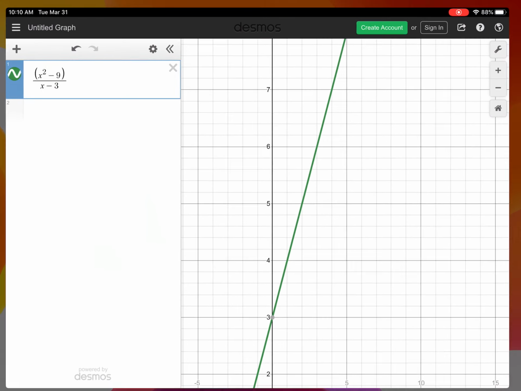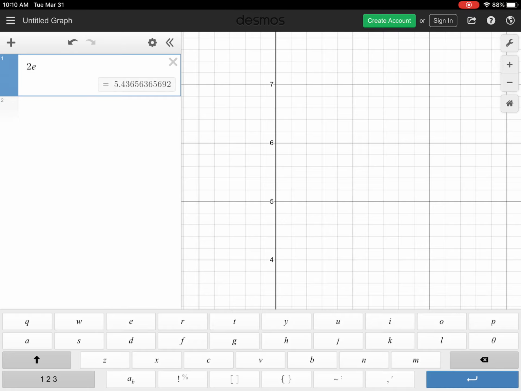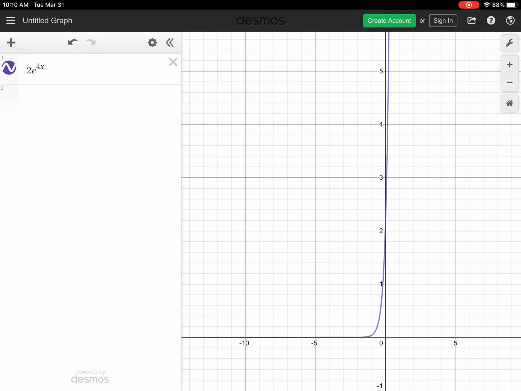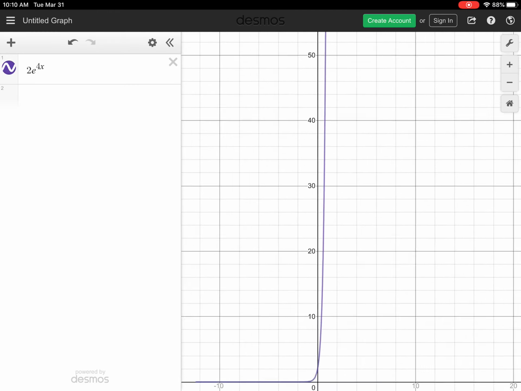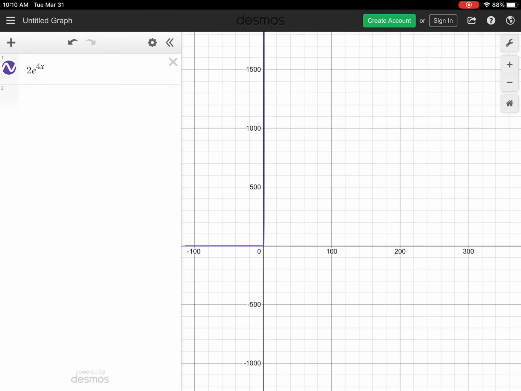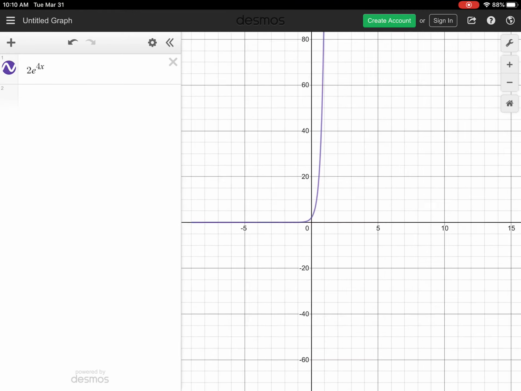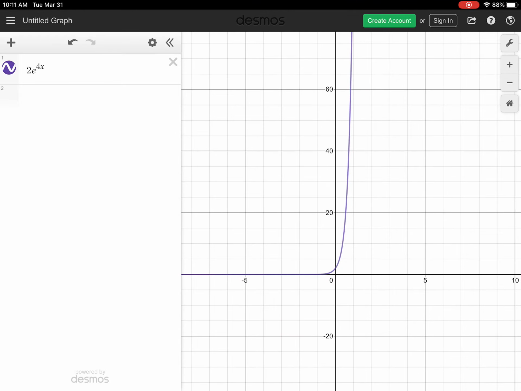Let's graph this on Desmos. Let me graph y equals 2 times e to the 4 times x, right? Now that's the graph, guys. That's the graph. And as you can see, let me try to change this. I wonder if I can change just the y-axis. I just want to zoom out on the y-axis.